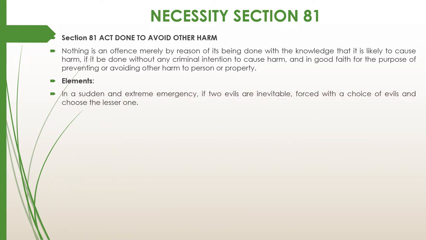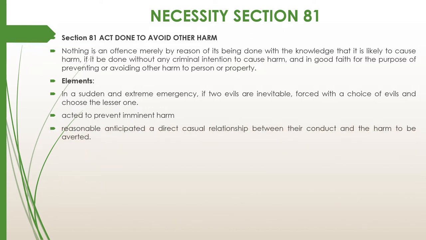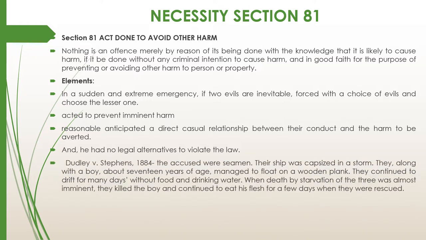The essential elements of Section 81 are: in a sudden and extreme emergency, two evils are inevitable and the person is forced with a choice of evils and chooses the lesser one; he acted to prevent imminent harm with reasonably anticipated direct causal relationship between his conduct and the harm to be averted; and he had no legal alternative to violating the law. Then this defense can be used. But this defense cannot be used to commit a crime.